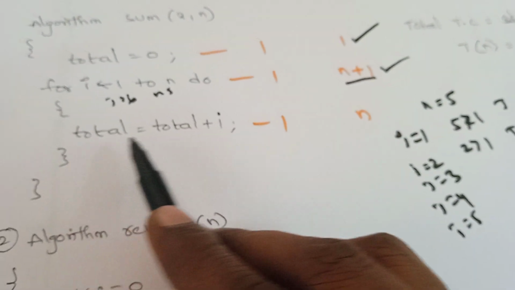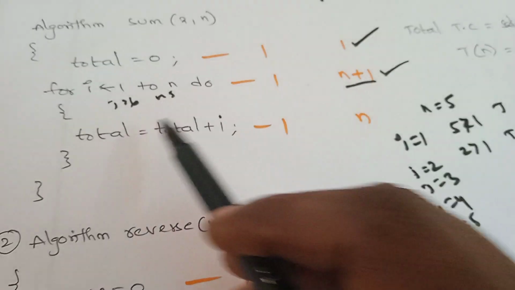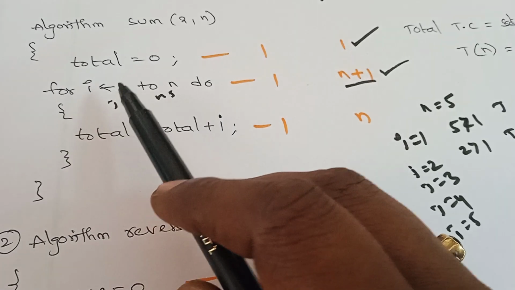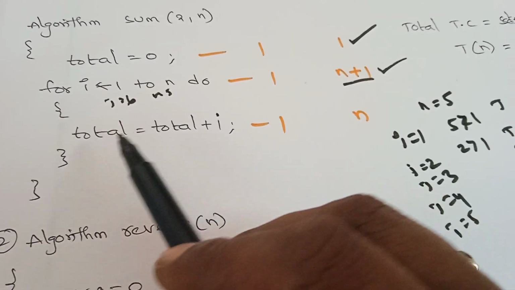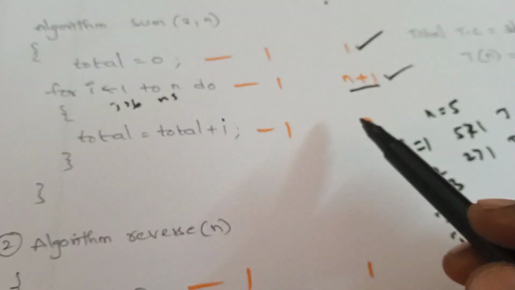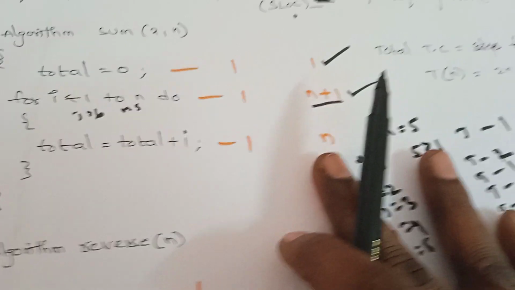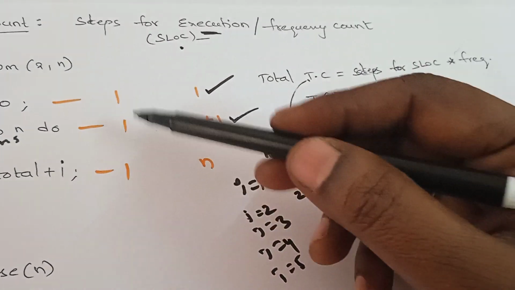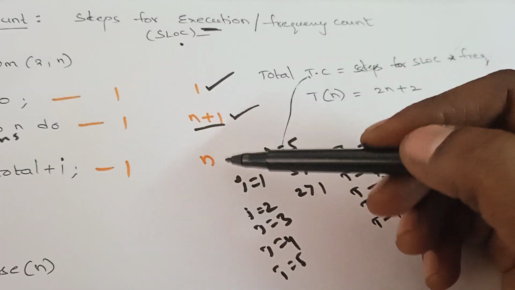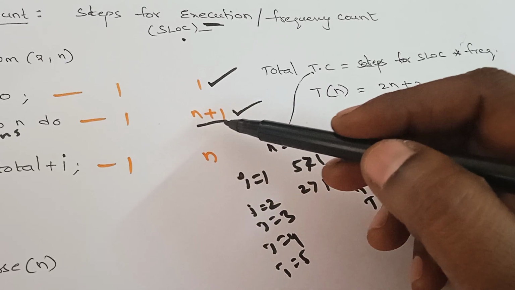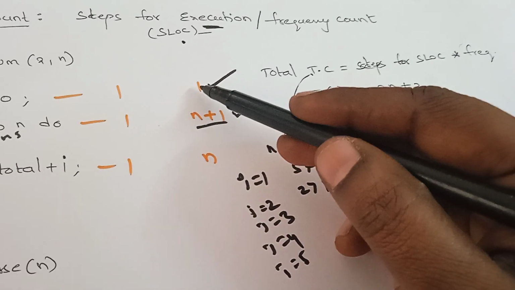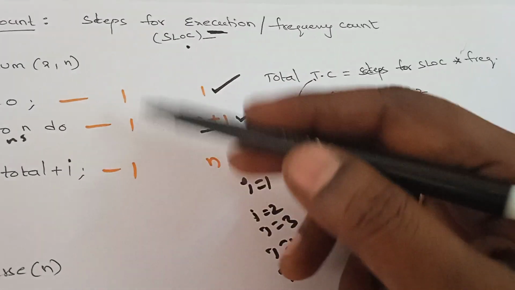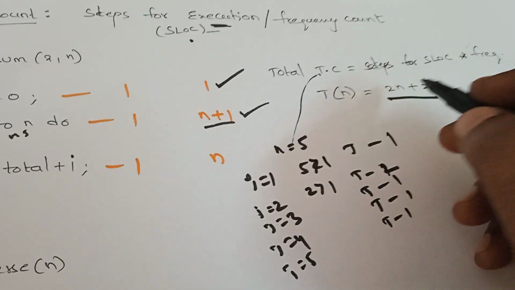Now how many times will this statement get executed? n times. For I equal to 1, the condition is true, so it executes one cycle. For I equal to 2, the condition is true, so it comes inside to execute. So this statement executes n times. The total time complexity is SLOC into frequency count. What is your SLOC? 3. And the count is 1 plus n plus 1 plus n, which is a total of 2n plus 2. And this is constant time.